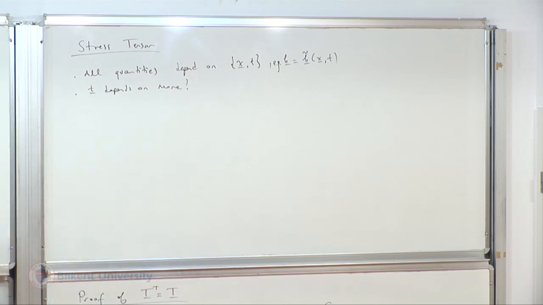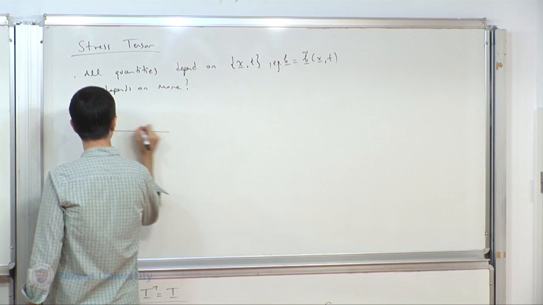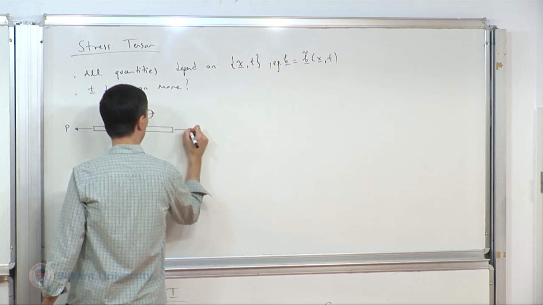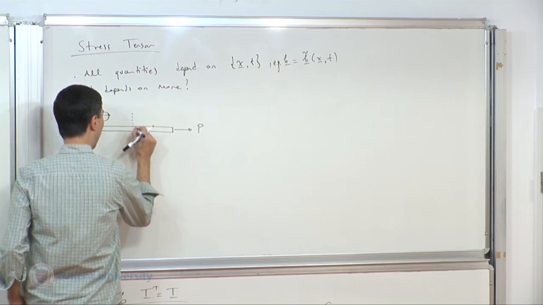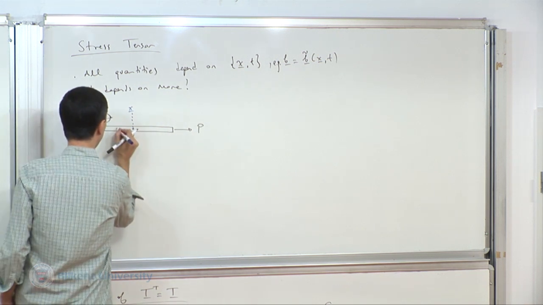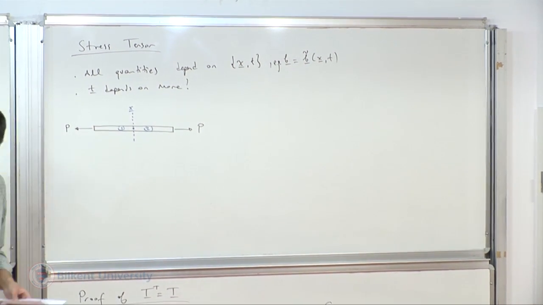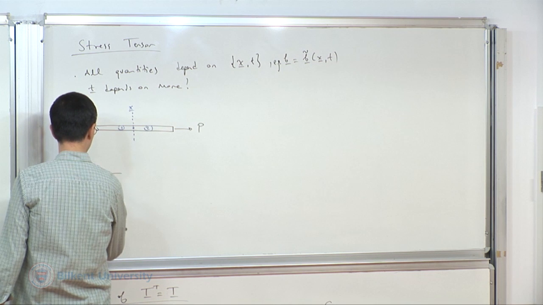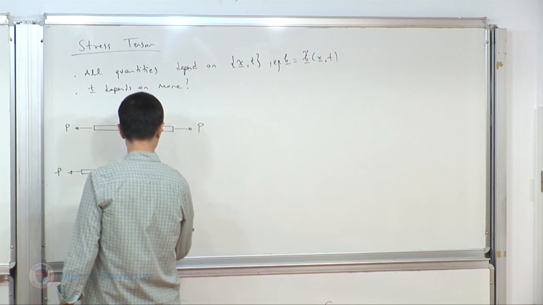What I can do is I can take a quite straightforward example. I'll take a bar. And I'm going to pull on that bar with a force P. And at a given position x along the bar, I'm going to divide it into two parts, part one and part two. And I'm going to look at what happens to the two pieces, right? So on the left-hand side, I see, so that would be the free body diagram of the left side. This would be the free body diagram of the right side.